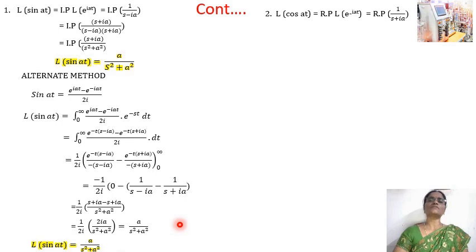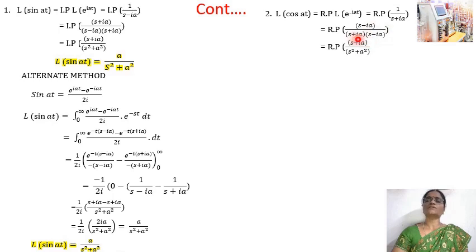Now go to the Laplace of cos at. What is the Laplace of cos at? That is nothing but the real part of the Laplace of e power minus iat. So what is the Laplace of e power minus iat? Already we know it is 1 upon s plus ia. Now in this, take the real part. In order to get into a plus ib form, we are changing the sign, then multiplying and dividing by s minus ia.